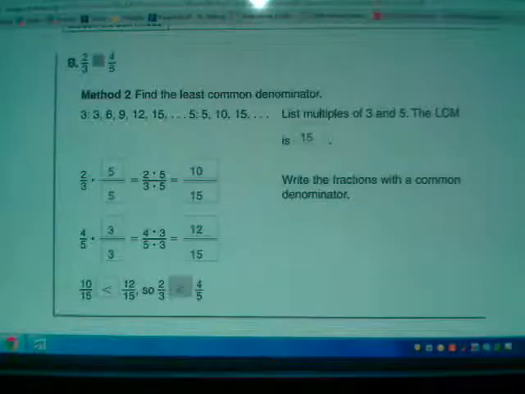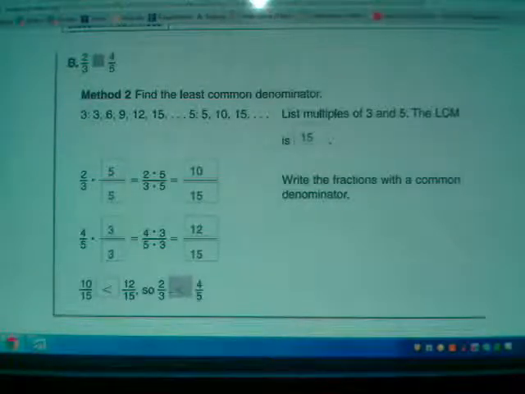Now, what they have us doing here with the second method in a different question is that they actually have us finding the least common denominator. To do that, well, remember, the least common denominator comes from multiples. You have to list multiples of your denominators and find the first number at which you have a match, the first number that shows up on both lists.